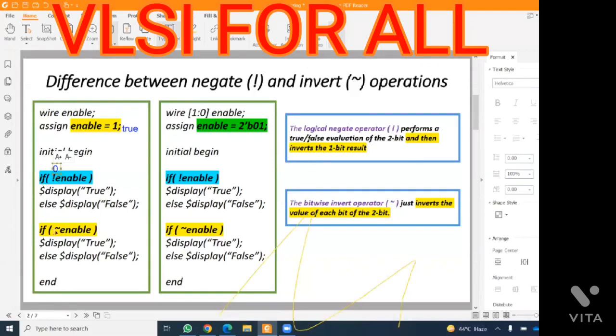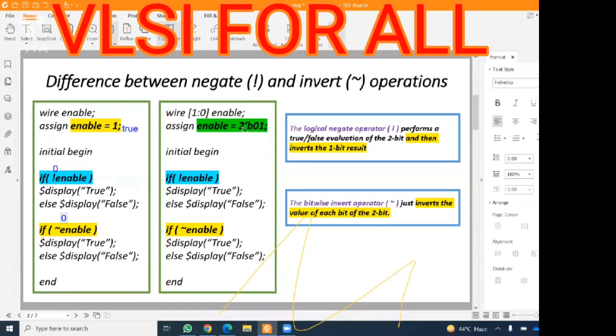Now let's try this invert operator. Okay. Enable is 1. If I invert this, the invert operator generally works as a bitwise invert. If you give this as a 1-bit value, it will invert it. If you give it as a 5-bit value, it will invert each and every bit. But in this case, since there is only a single bit, right? 1 is a single bit. What will be the opposite of 1? Invert of 1 is 0. Right? So we will again get into the else branch and we will get a false here.